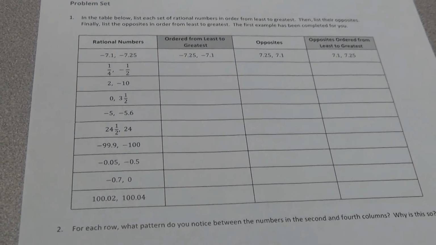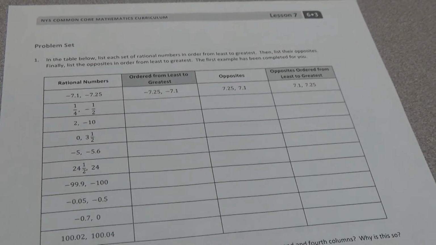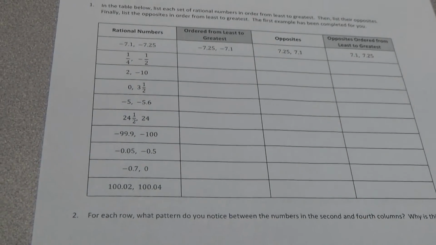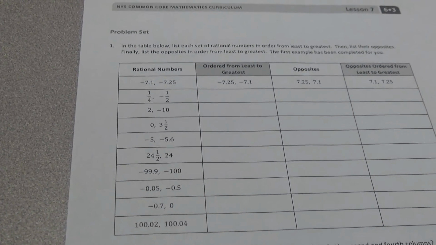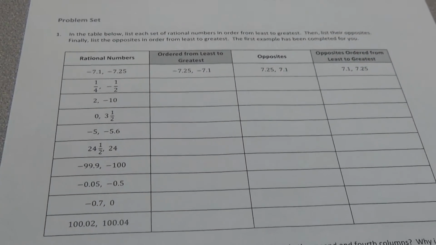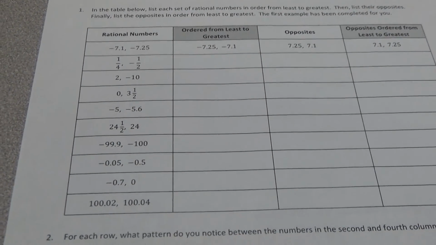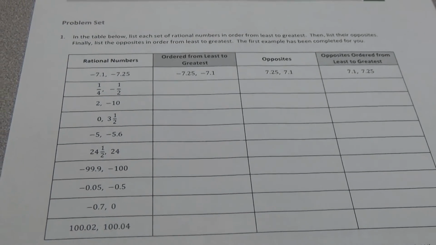They don't keep repeating on and on. They can repeat, but it would have to be with a certain number. So they have to be terminating, meaning they stop, or it has to be a fraction, mixed number, or a whole number. Those will be called rational numbers. So you're going to order the rational numbers from least to greatest in the second column. Those 2 numbers that you see, put them in order from least to greatest.